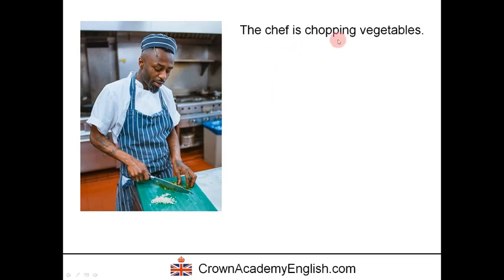The chef is chopping vegetables. He's chopping vegetables with his knife. The chef is wearing a blue apron. So this is an apron. Okay, so he's wearing an apron. It's a blue apron. So an apron protects his clothes, keeps his clothes clean.